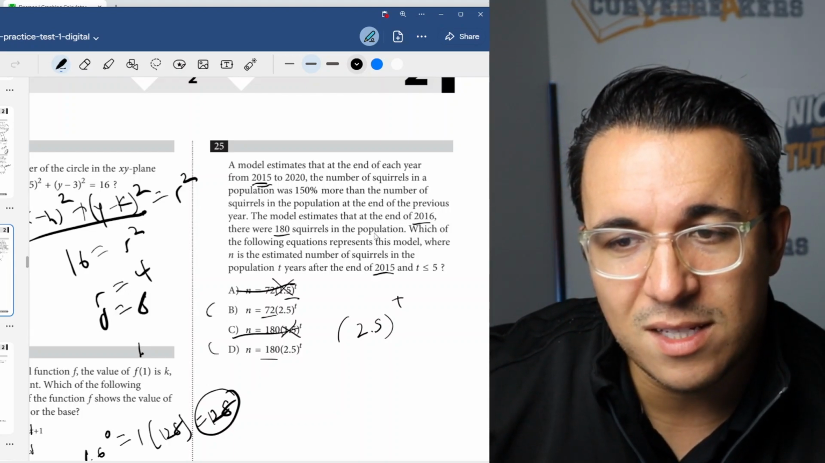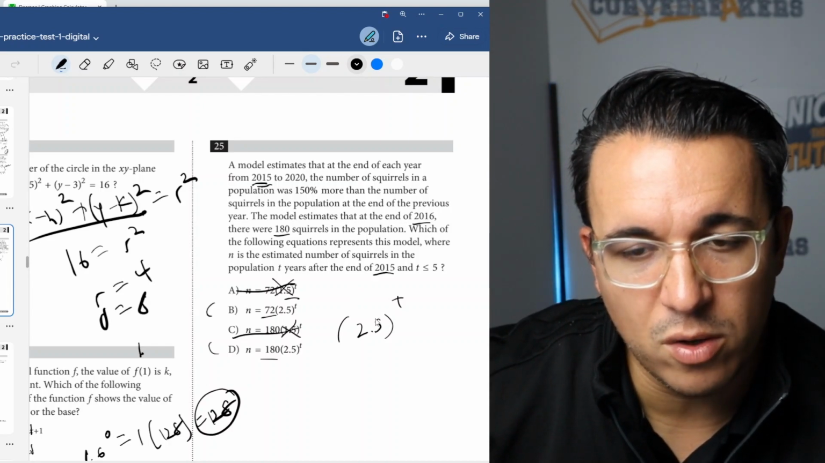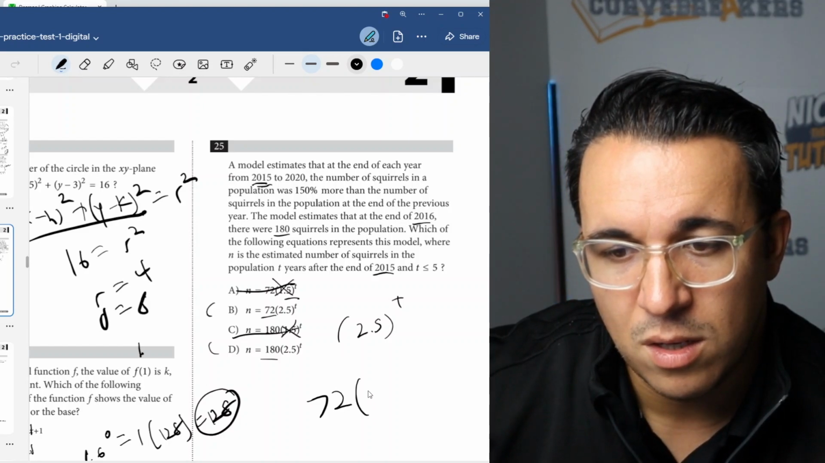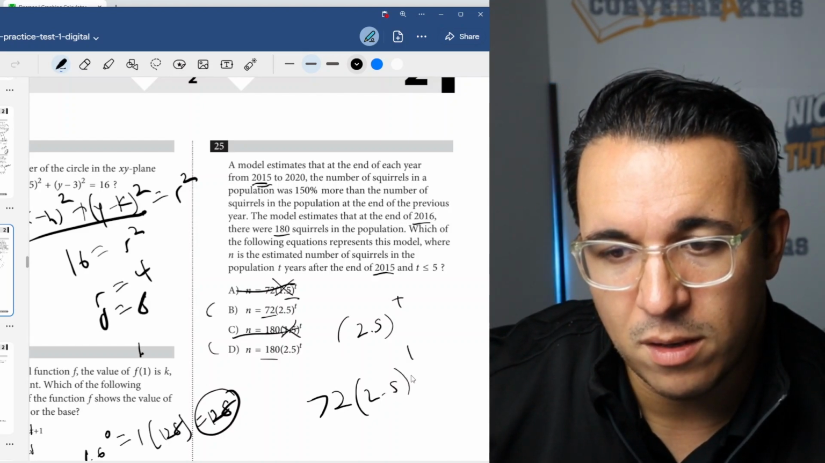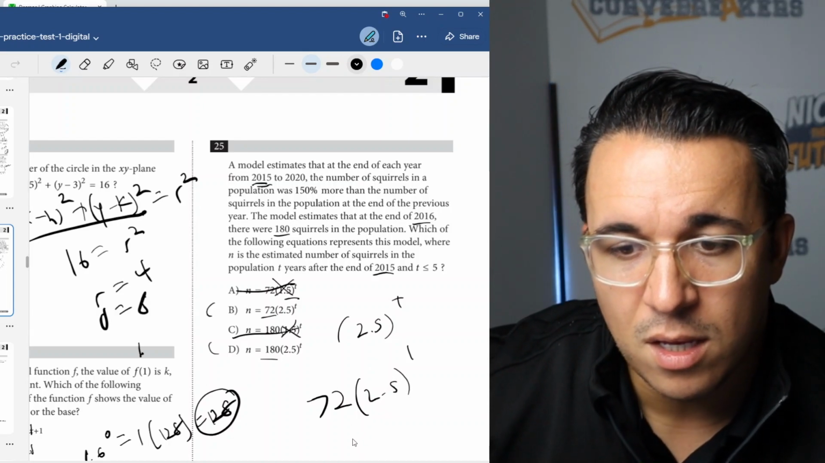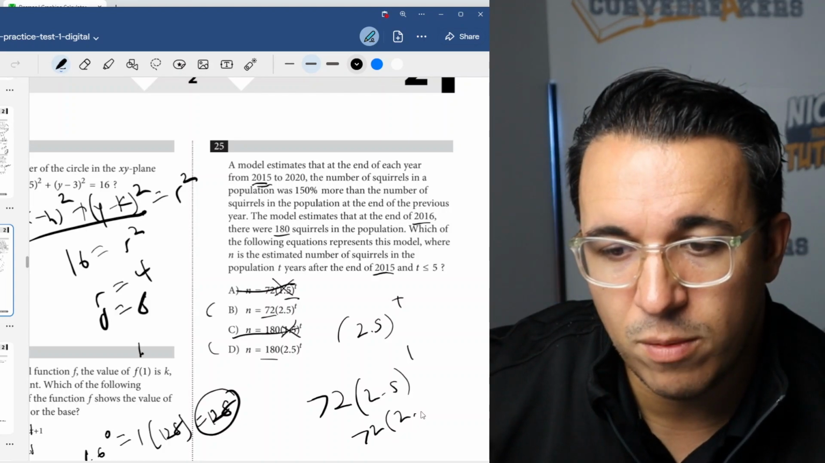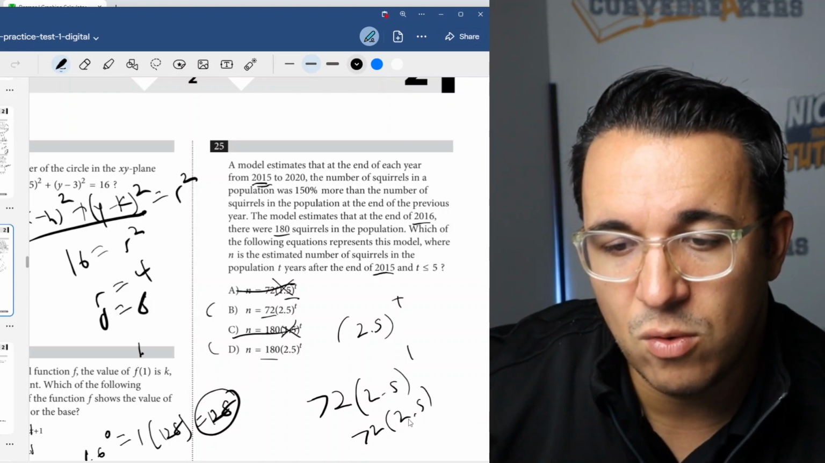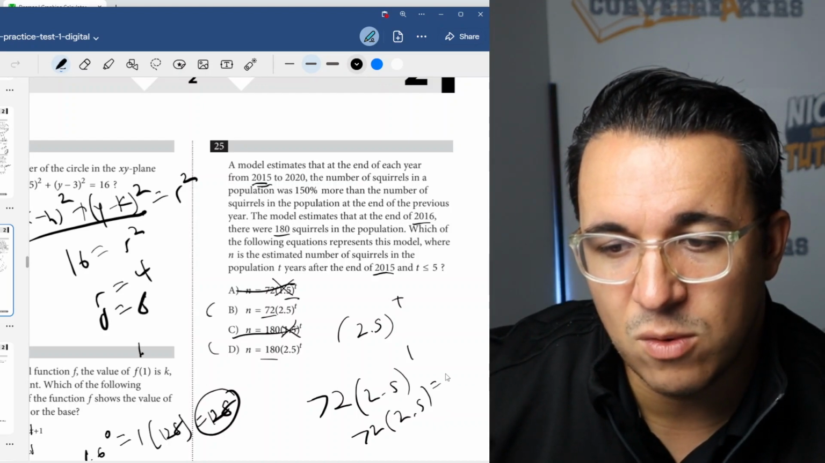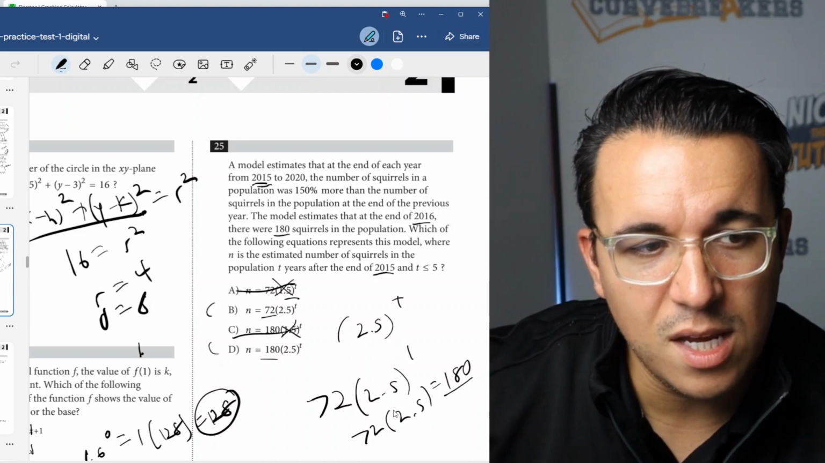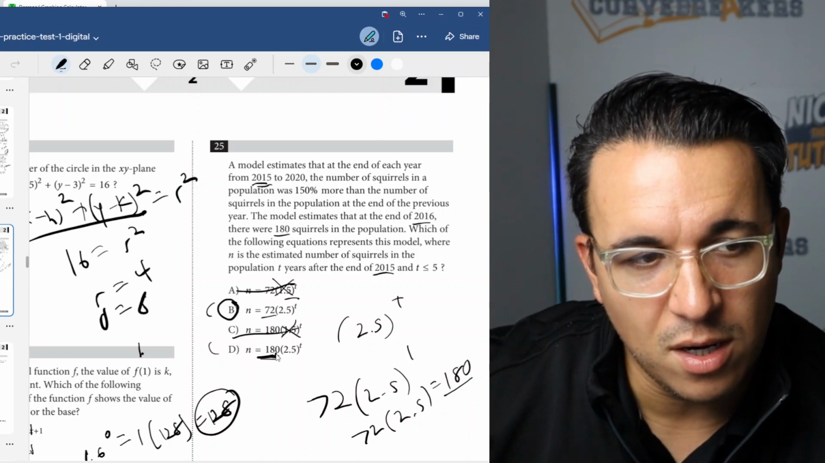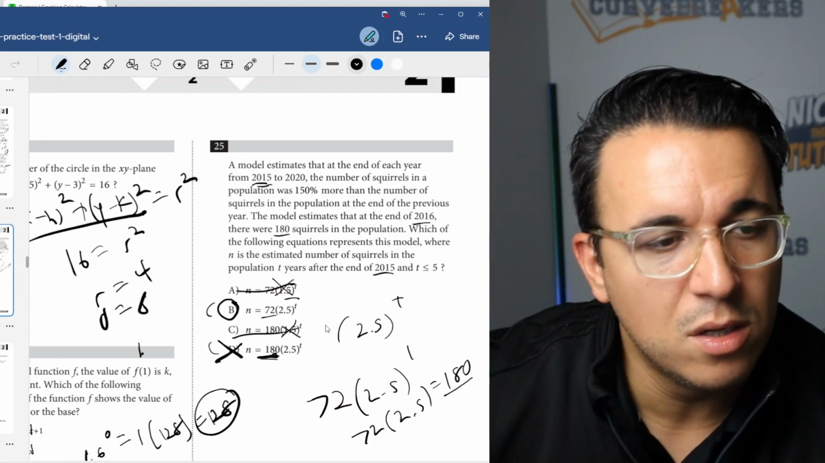They said in 2016 there were 180 squirrels. That's 1 year after the first year. Let's try B, right? 72 times 2.5 to the 1, right? So 1 year, this would be 2016. This should come out to 180. 72 times 2.5. 72 times 2 is 144. Half of that is 36. 144 plus 36 is 180. So 2016 should have been 180, so I'm going to go with choice B. This is not the first year, so I'm thinking that D is wrong, so we're going to go with B.